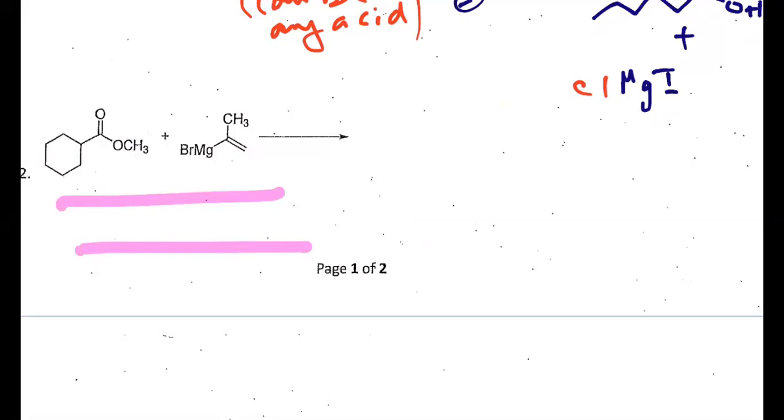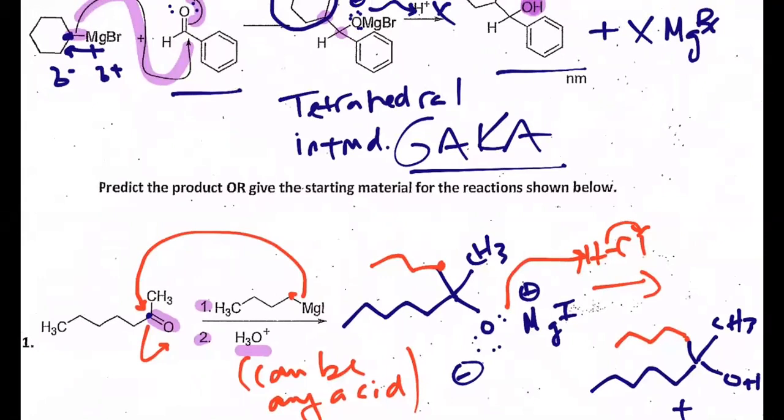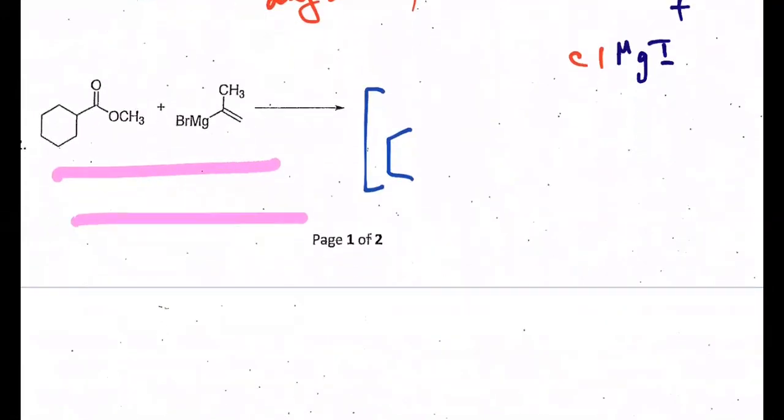So you want to show the intermediate first? That's fine. Do you have to show the intermediate? It depends on what the question asks. If the question just asks, predict the product, you just draw the product. If it says propose a mechanism, then you'll show the arrows. But we're going to show them anyway because that helps. So this is going to attack here, break the C=O pi bond, and so the intermediate looks like this.